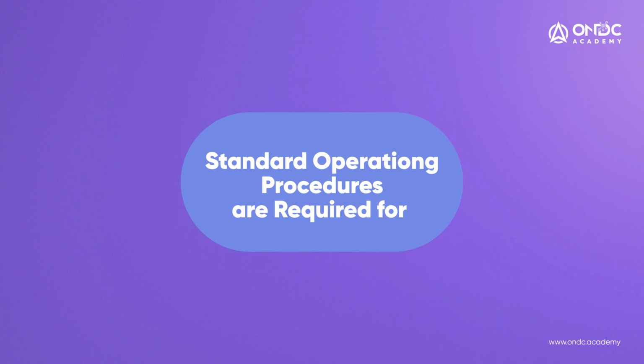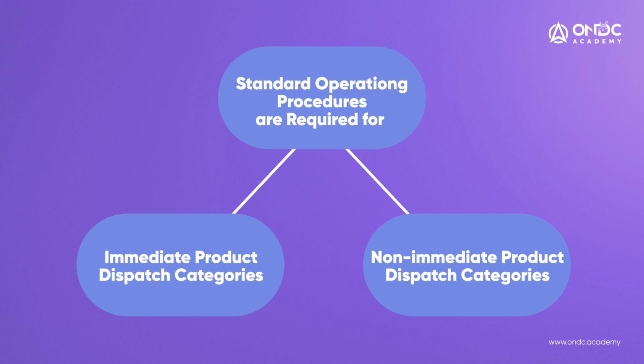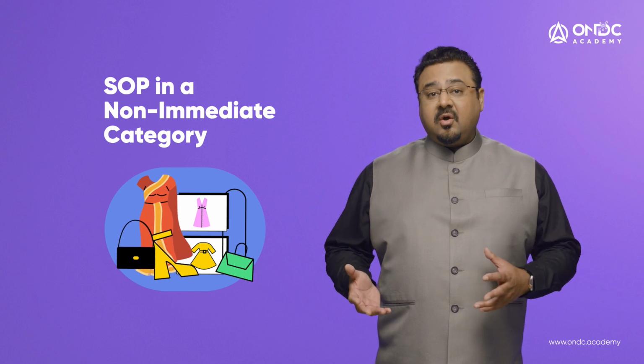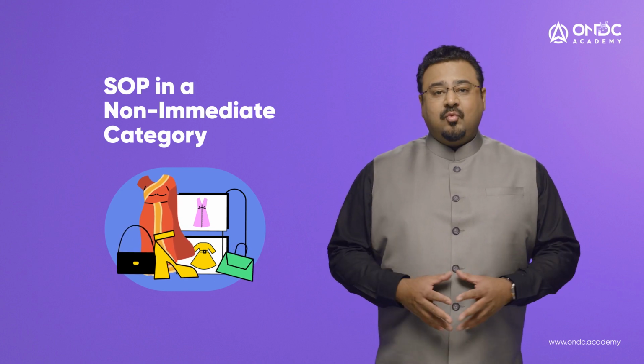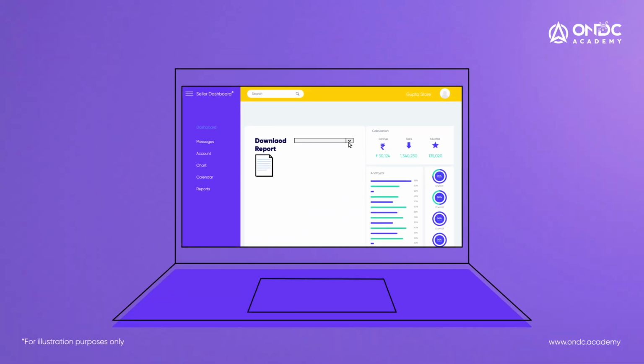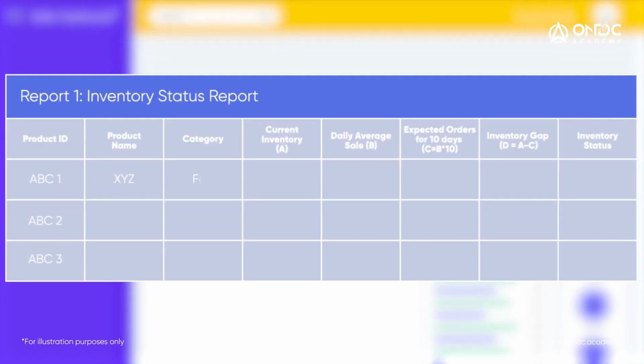Let's look at standard operating procedures for both immediate and non-immediate product dispatch categories. A standard operating procedure for managing stockouts for a non-immediate category like apparel would be something like this. At regular frequency, sellers download the inventory status report from the panel. Here, you, the seller network participant, will have to pre-fill the columns and make them available to the seller from the seller panel. This here is a sample inventory health status report. Let's find out the various steps involved in creating this report.